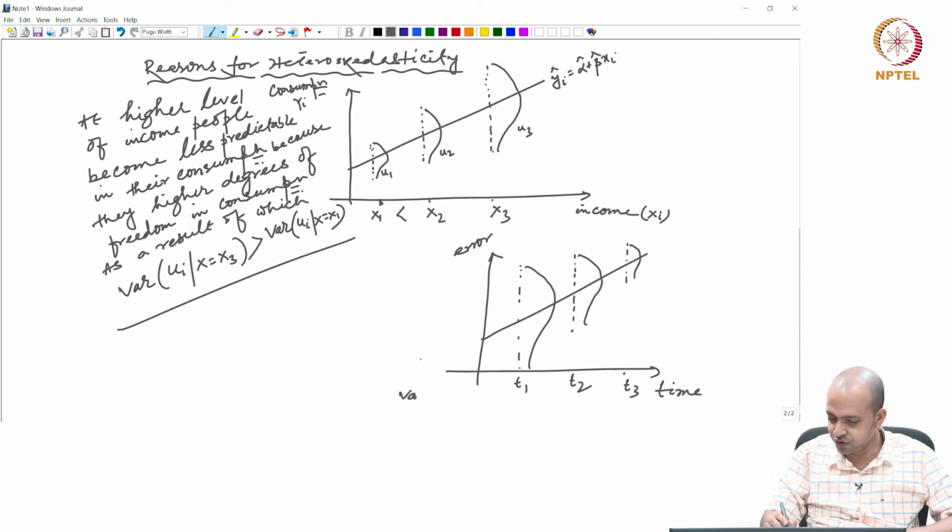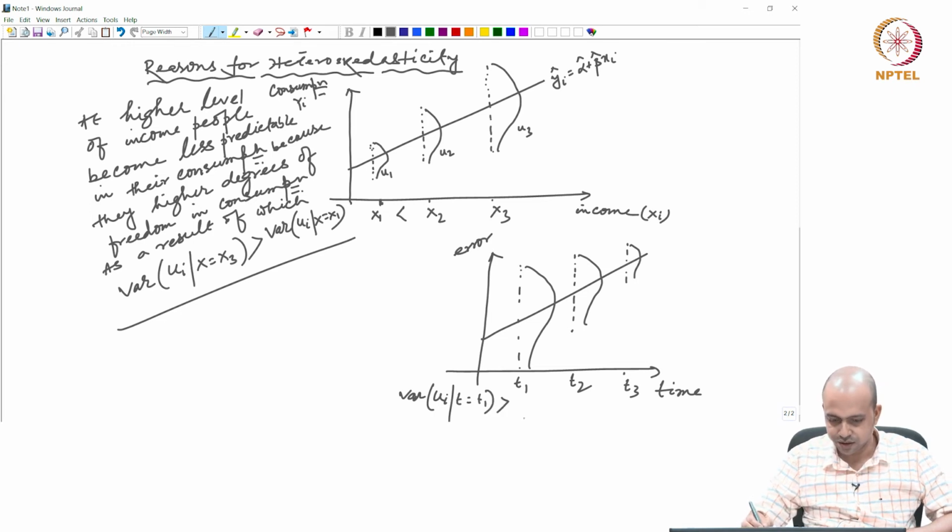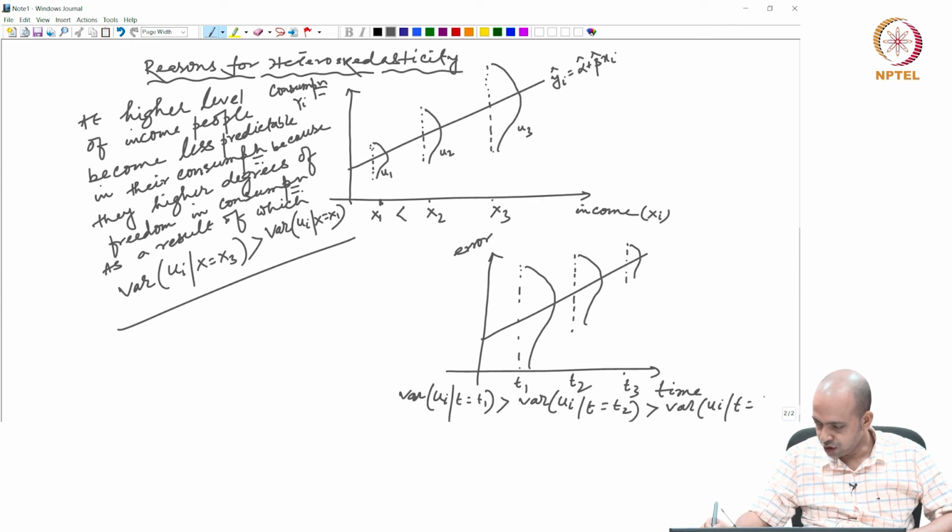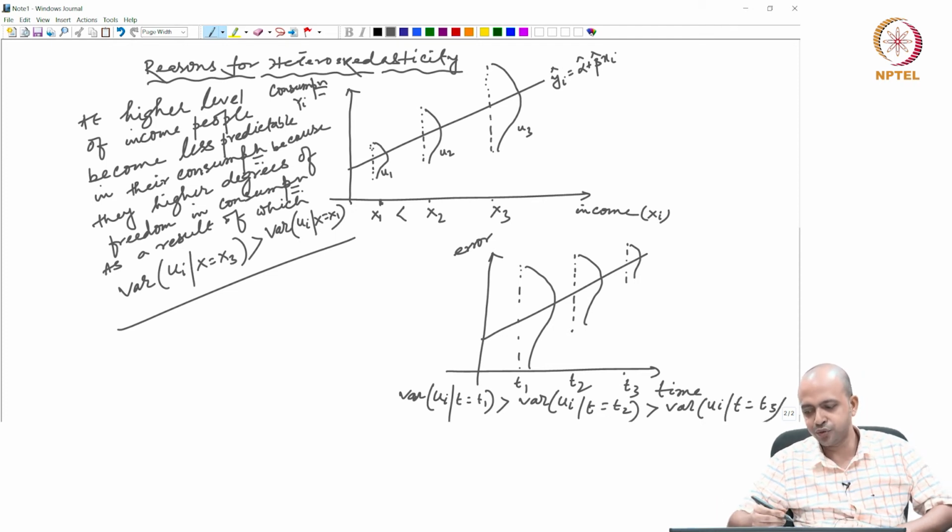So, that means variance of ui given t equals t1 is much larger than variance of ui given t equals t2, and then variance of ui given t equals t3. Whatever might be the case, whether it is increasing or decreasing does not matter.